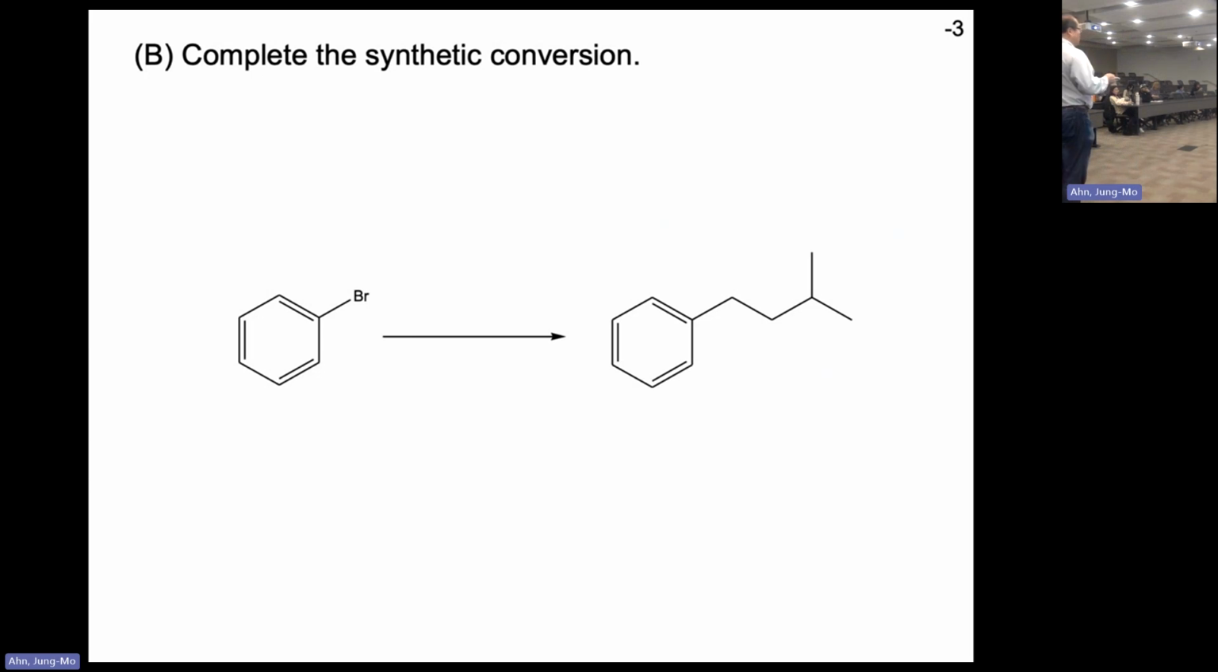Let's talk about solving. You see here, an alkyl chain is replacing the halogen. So you probably have to search your databases. Do I know any reaction where the halogen is replaced by a carbon chain?